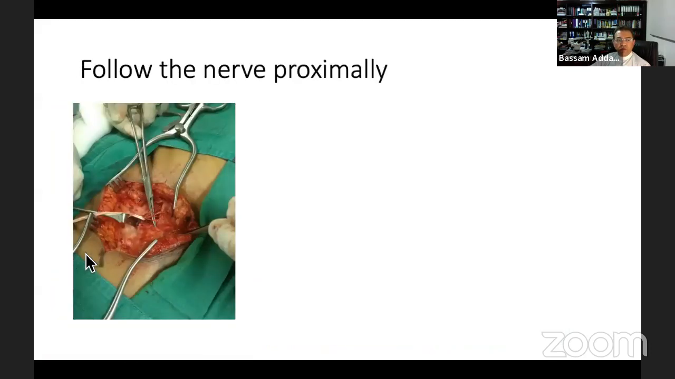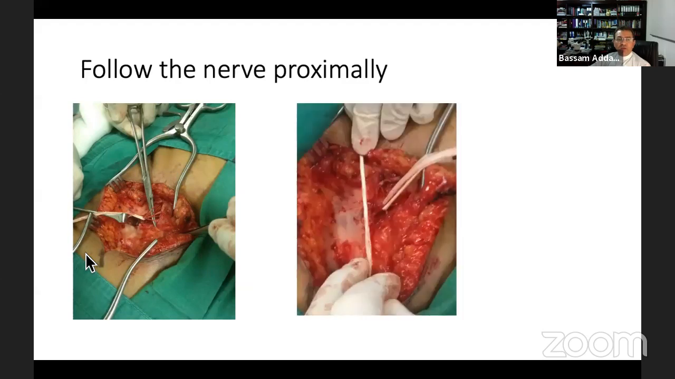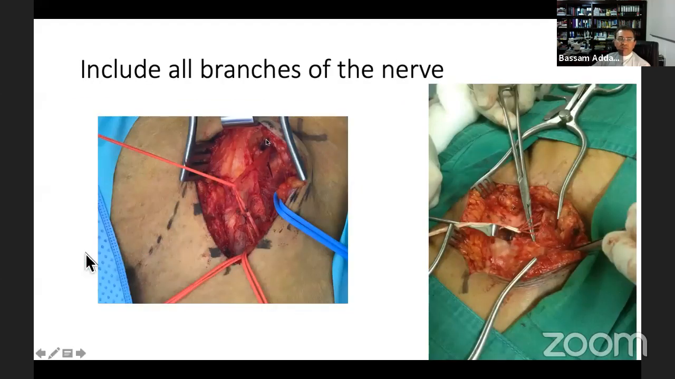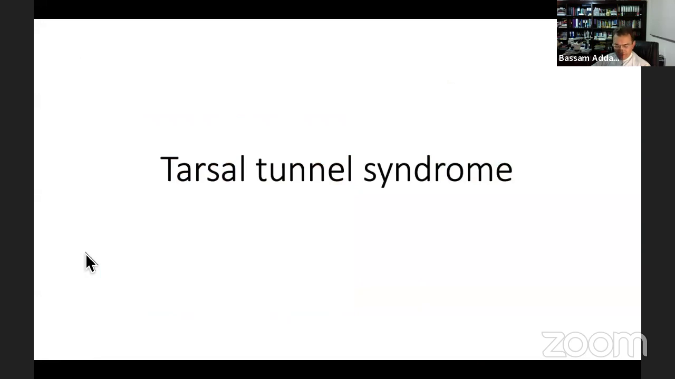We go in and cut the nerve, and we follow the nerve very proximally, and we slice the inguinal ligament to make sure that we are not missing branches. This is an example of very extensive branching. Missing one of those branches may leave a very unhappy patient.